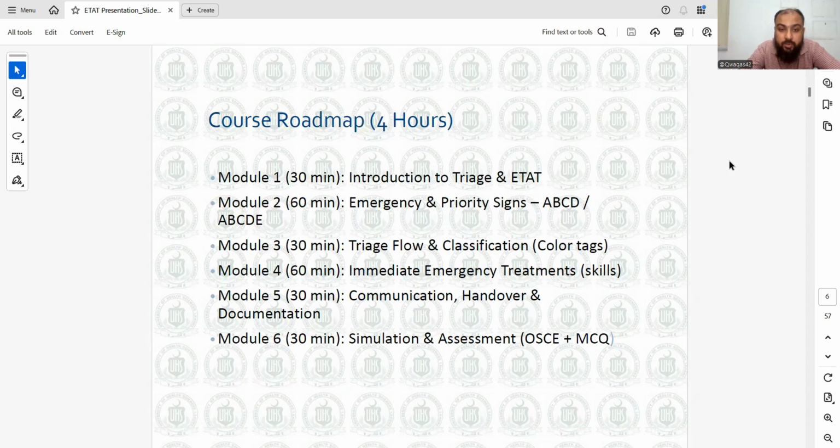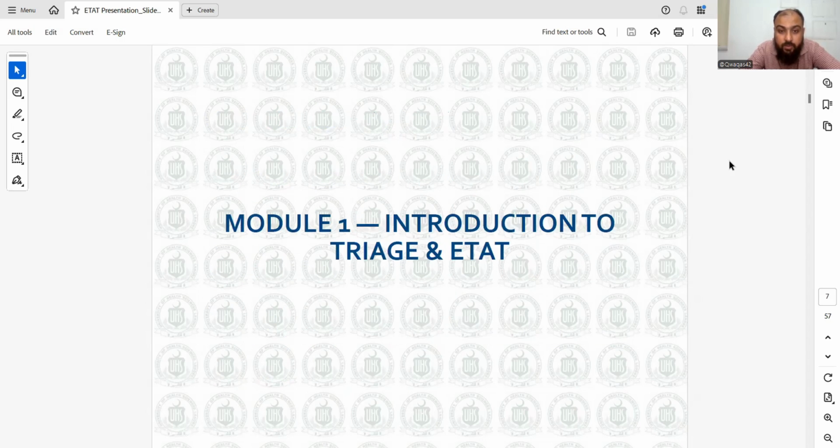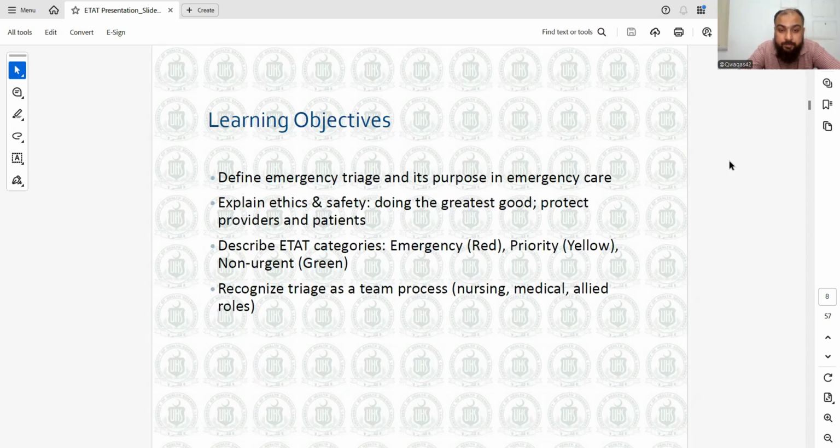We will have 6 modules. Introduction to the triage and emergency triage ETAT. Learning objectives: define emergency triage and its purpose in emergency care. Explain ethics, safety, doing the greatest good, protecting the providers and the patients. Describe ETAT categories: emergency, red; priority, yellow; non-urgent, green. Recognize triage as a team process: nursing, medical, allied roles.